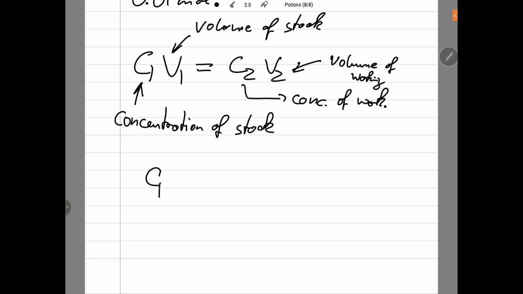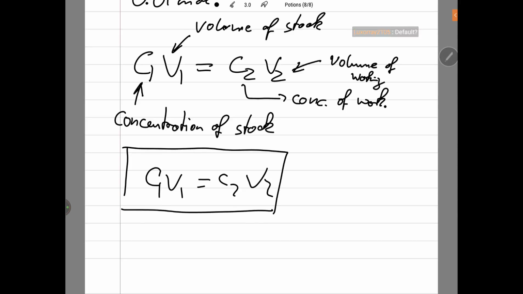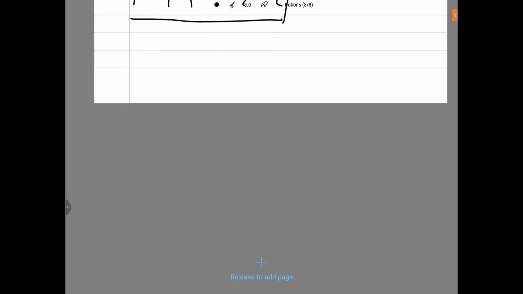So with this, C1V1 equals C2V2. Be careful what you wish for. This is a very, very useful equation when you have to dilute things. But this approach with the moles, that will always help you.